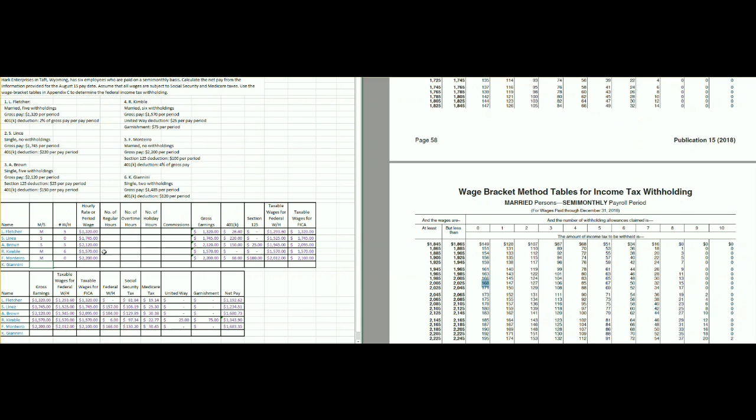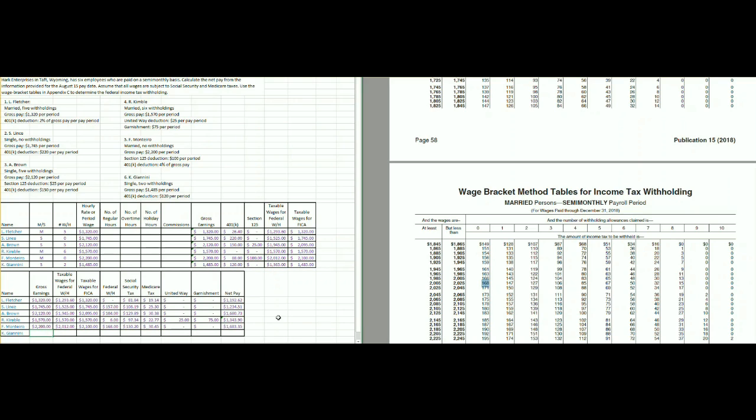Moving on to our final employee, K. Gianni, is single with 2 withholding allowances and earned this pay period $1,485. There's no commissions listed, so gross earnings will be $1,485. She contributes $120 to her 401k plan and does not have a Section 125. Taxable wages for federal purposes are going to be gross earnings, less 401k. Taxable wages for FICA will be gross earnings since there is no 125.